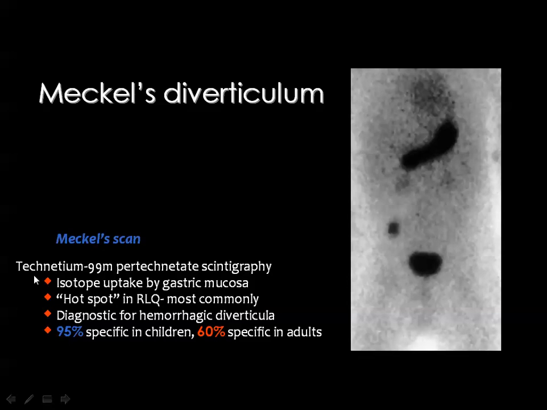And this is technetium 99m pertechnetate scintigraphy. The isotope is taken up by the gastric mucosa, and if you can see a hot spot in the right iliac fossa or in the right lower quadrant of the abdomen, you can assume that this hot uptake is taken by the ectopic gastric mucosa in the diverticulum itself, and this can be used to confirm the diagnosis, which is this sign is specific in about 95% in children and 60% in adults.